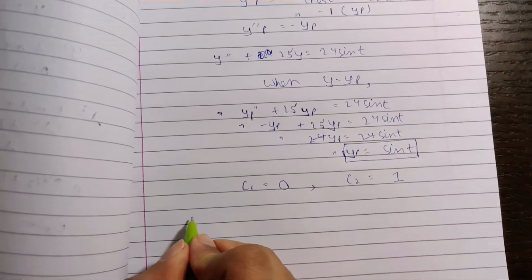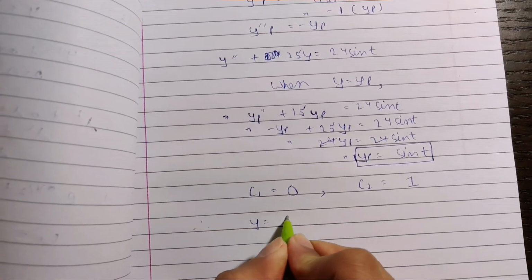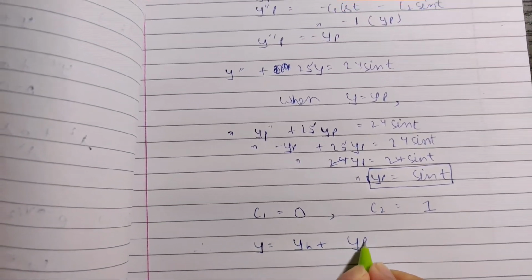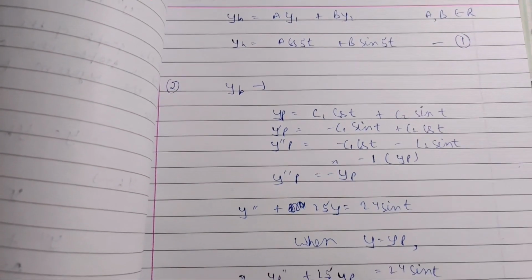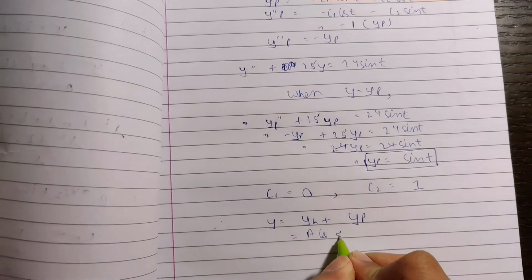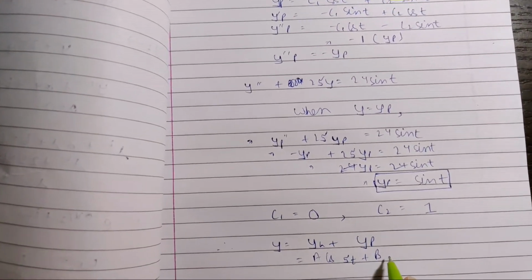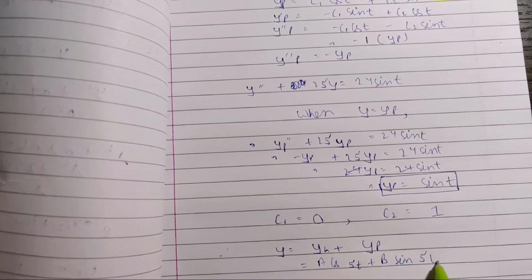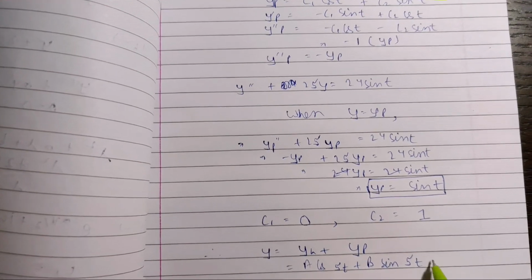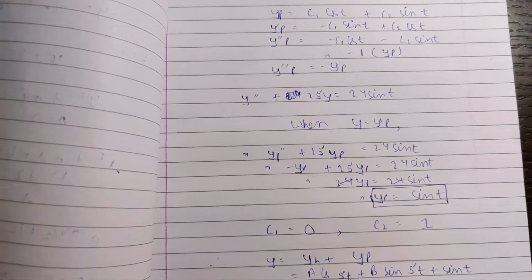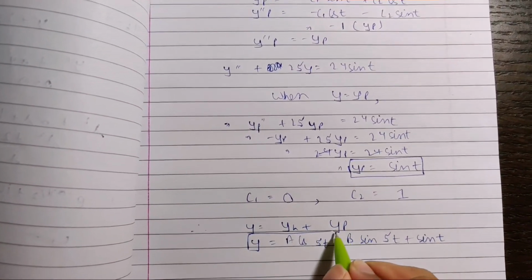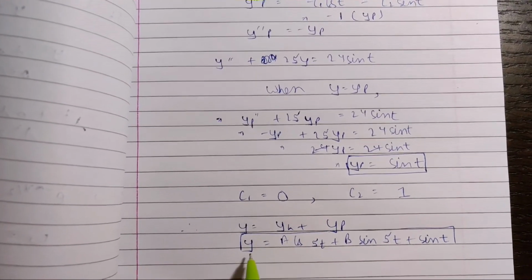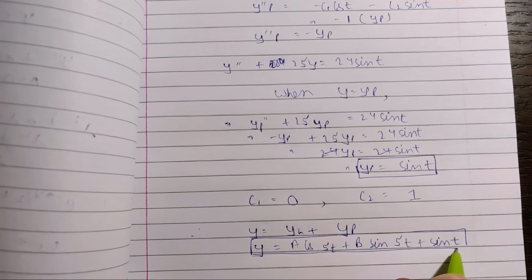So the final solution, which is y is equal to yh plus yp. So yh, which we have found out here, is a cos 5t plus b sin 5t, and yp is sin t, plus sin t. So this is y. So this is our general solution.